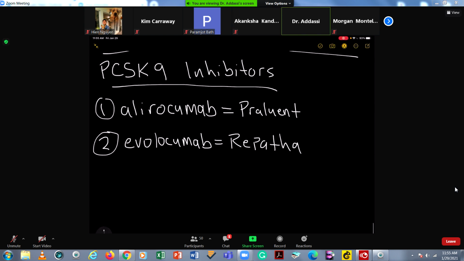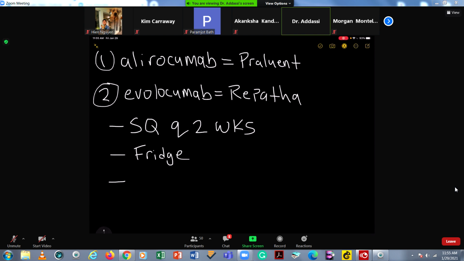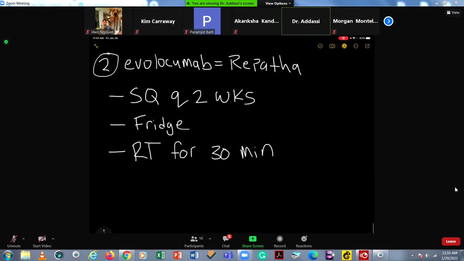Okay. So we know these are sub-Q medications, usually dosed every 2 weeks. These have to be refrigerated. Before administration, you want to tell your patient to leave it out at room temperature for 30 minutes. And then you also never want to shake these.